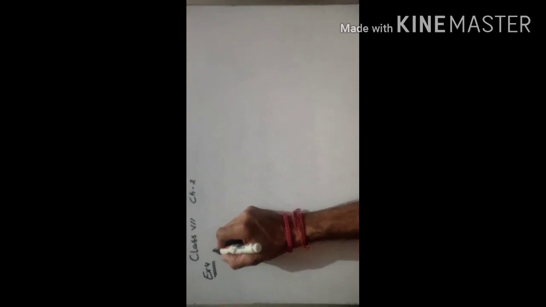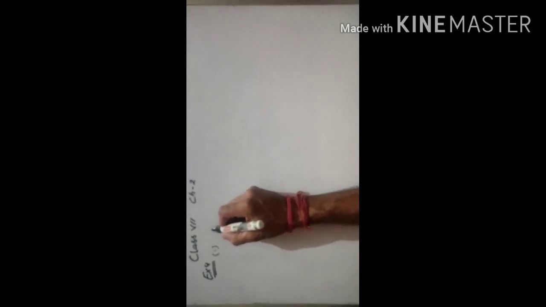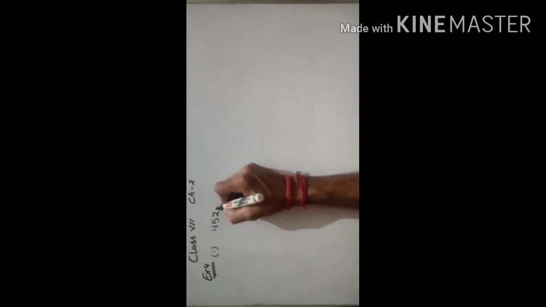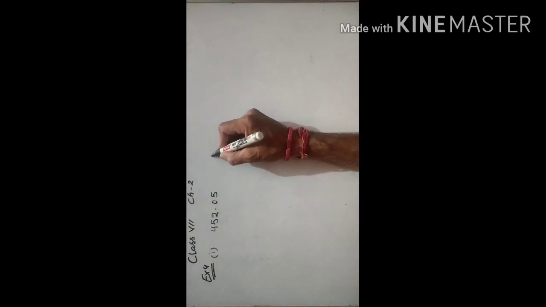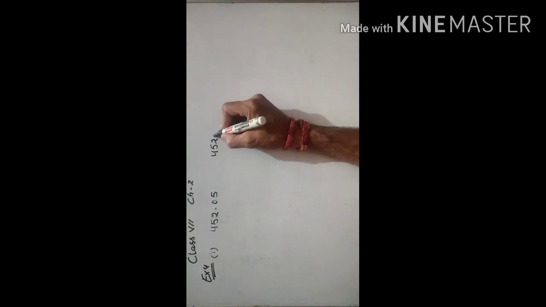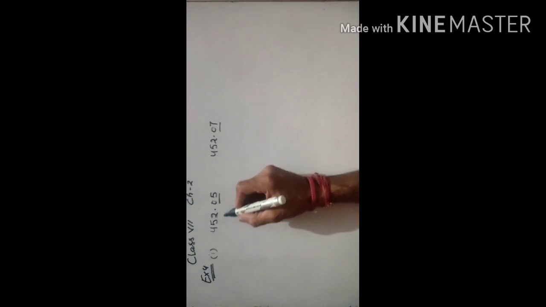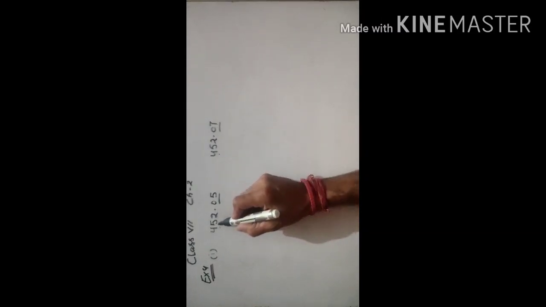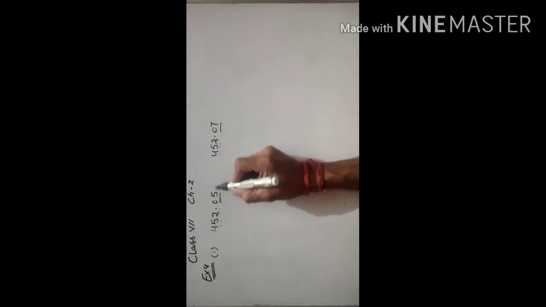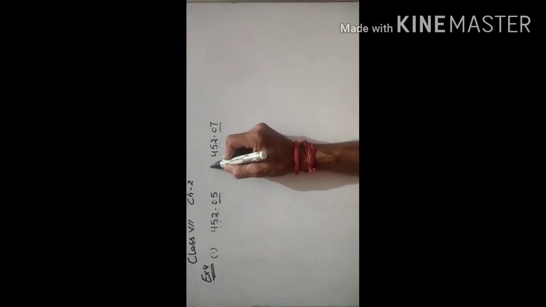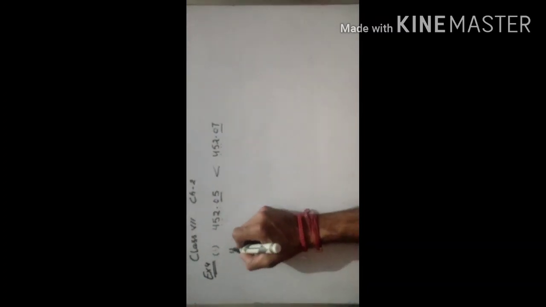Example 4. In each of the following pairs of decimal numbers, find which number is greater. First part: you have to compare these two numbers, 452.05 and 452.07. After the decimal there are two digits, 05 and 07. So leave 452 because they are the same. After the point, here 0 and 0, and then 7 and 5. 7 is greater than 5, so 452.07 is greater than 452.05.